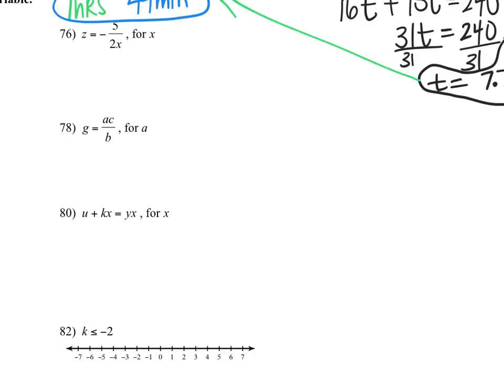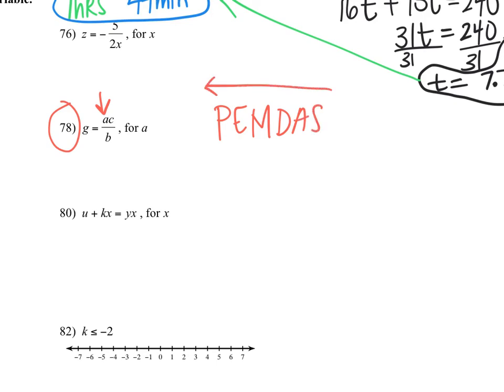Okay, so the next couple of problems you are solving for a variable. We've done this in class before. Hopefully you don't have too many issues solving for this. So I'm going to start with 78. I want A to be isolated. B is on the denominator, so going PEMDAS backwards. You're really doing PEMDAS backwards. Okay, so there's no subtraction, there's no addition, there is a division. So I'm going to multiply both sides by B. So I get BG equals AC. And now in order to isolate my A, I need to divide by C. So my answer is A equals BG over C.